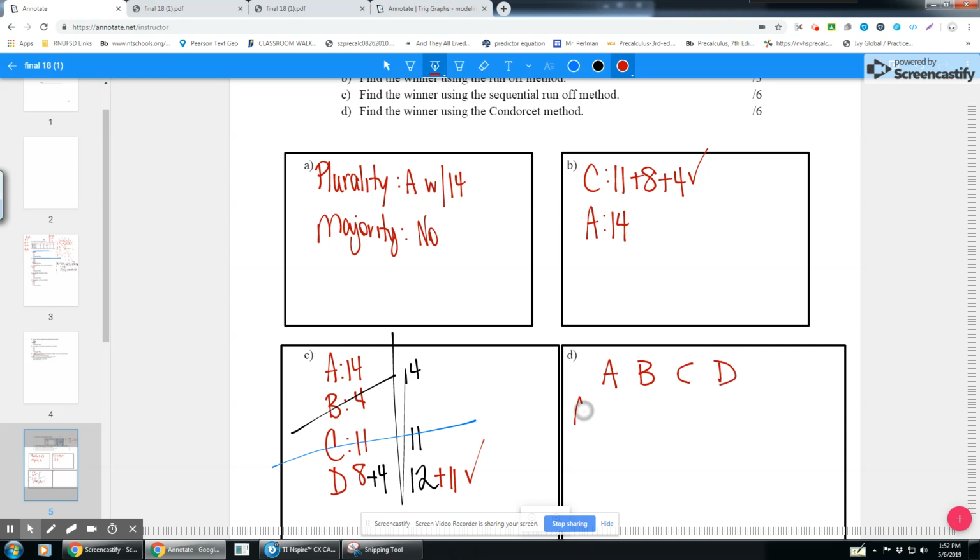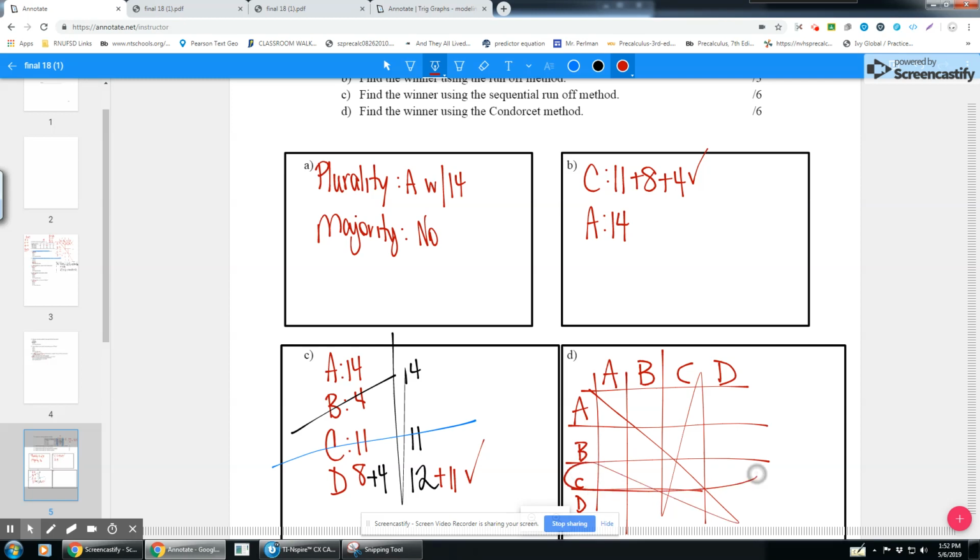A, B, C, D. We're going to do Condorcet. And when you do this, C is going to end up winning with your head-to-heads.